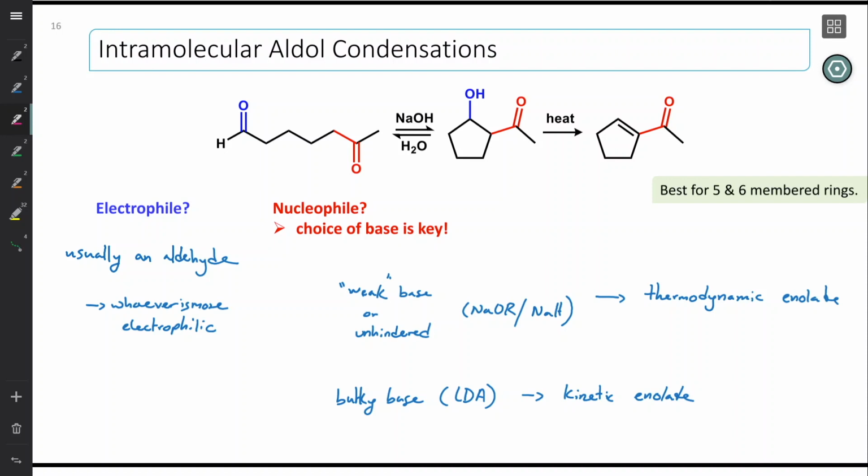So in this case, with NaOH, this would be a weaker base, so this gives us the thermodynamic enolate here. Then this would attack our aldehyde, and then you just write out your carbons, right? 1, 2, 3, 4, 5. So in our cycle, this is 1, 2, 3, 4, 5. And again, if you add heat, then you can get the condensation product.